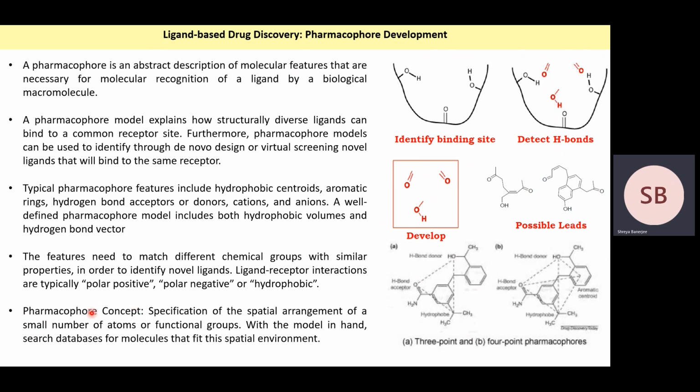So what is the pharmacophore concept? The pharmacophore concept is the specification of the spatial arrangement of a small number of atoms or functional groups. With the pharmacophore model in hand, databases are searched for molecules that fit this spatial environment of functional groups.